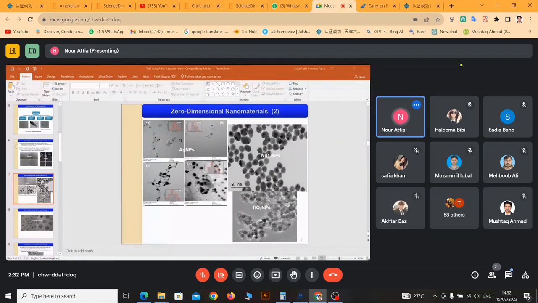So if you look at the nickel oxide nanoparticles, you see most of the particle size is similar. So we say it has a narrow size distribution. And if you look at titanium dioxide nanoparticles, most of them are also a similar size, but they are aggregated. So in order to use them, you have to make individualizations. This is very, very important.